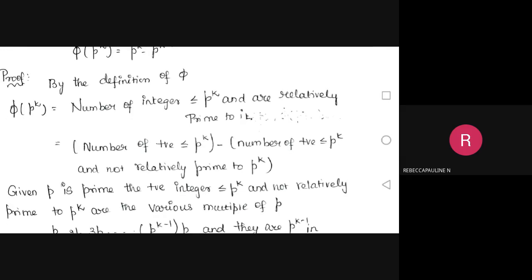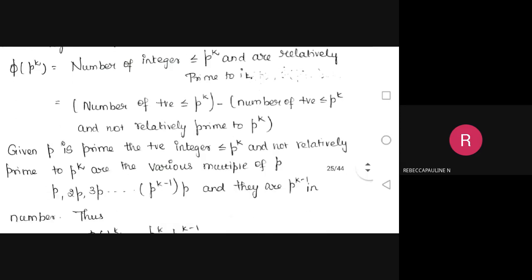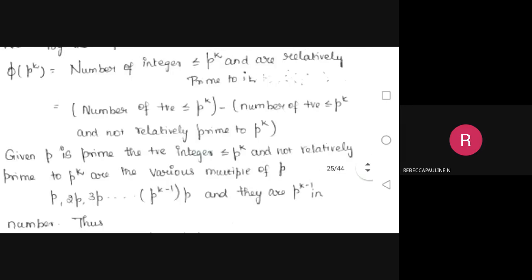In the second line, the number of integers less than or equal to p power k and relatively prime to it can be expressed as the number of positive integers less than or equal to p power k minus the number of positive integers less than or equal to p power k which are not relatively prime to p power k. Here in the theorem, p is a prime. So the positive integers less than or equal to p power k and not relatively prime to p power k are the various multiples of p.